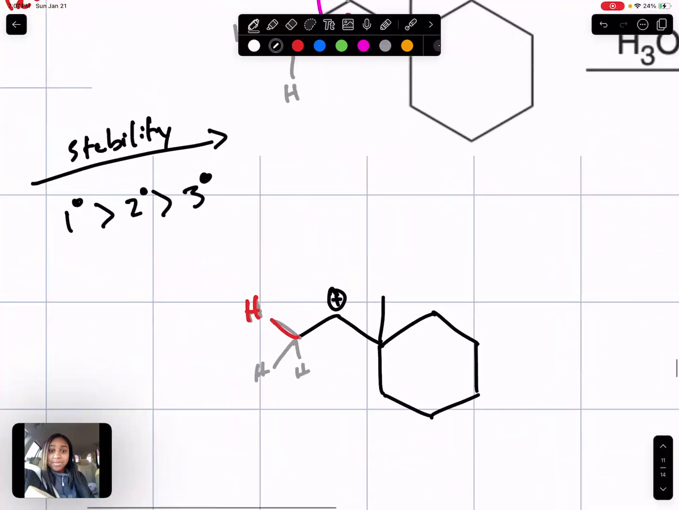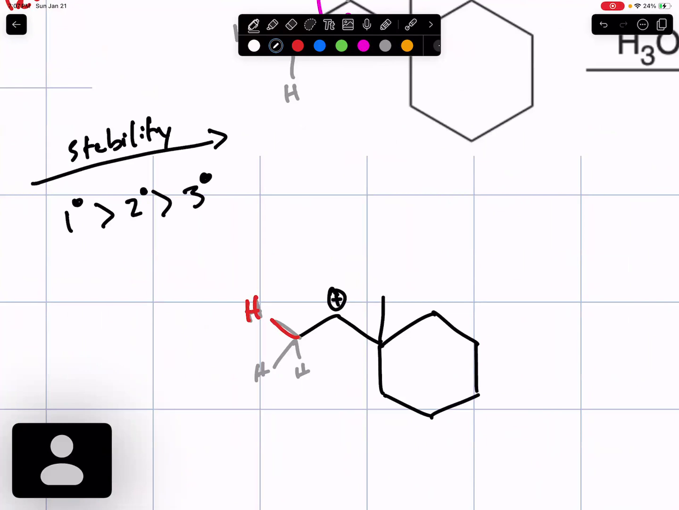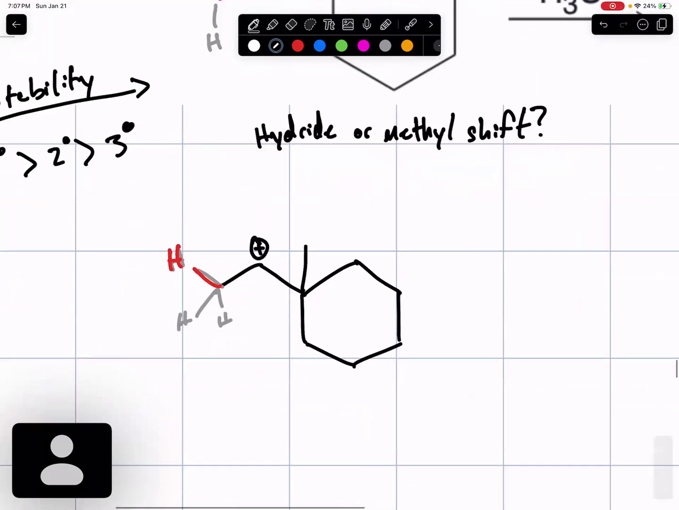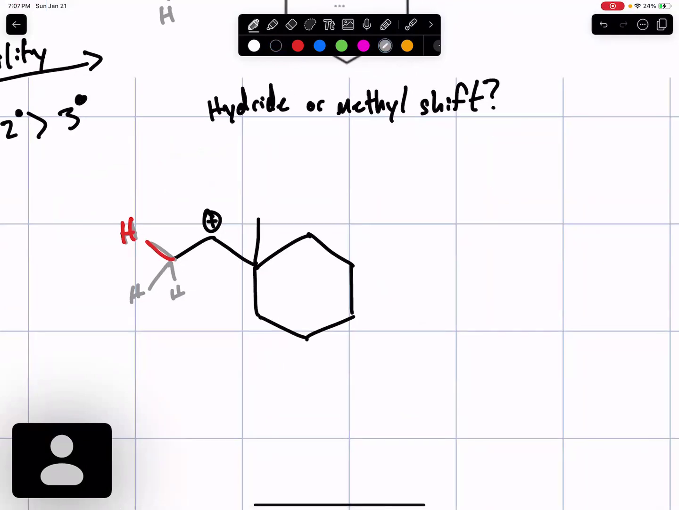To the person that was asking before: do I do a hydride shift or a methyl shift, and when to use one? You have to look at what happens when you do a hydride or a methyl shift.